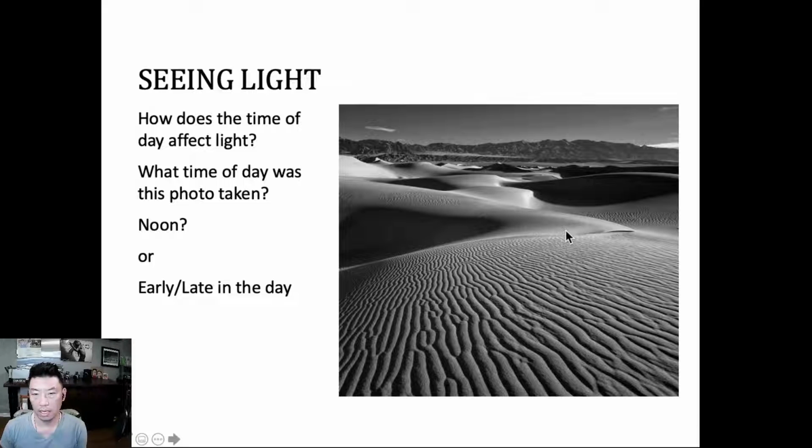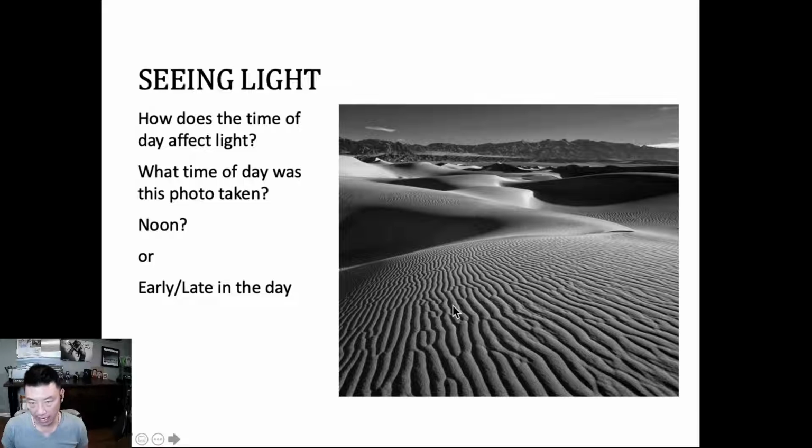We see it's taken during normal daylight hours, and the sun is definitely out. It's not in the camera, but we definitely see a scene lit by the direct sun. So do you think it was taken, let's say, at noon or early or late in the day? If you said noon, let me ask you this. If it's noon and the sun is out of frame, the sun will be straight up, right above the frame here, and it would be shining light down onto the ground.